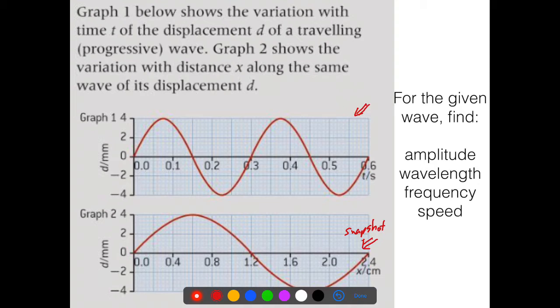So for the given wave, find amplitude, wavelength, frequency, and speed. So that's what we're hopefully going to do right now. Okay, so the first thing is amplitude. Now amplitude I should be able to get from both of those graphs, right? The first graph I can see the amplitude of an individual point is 4 millimeters.